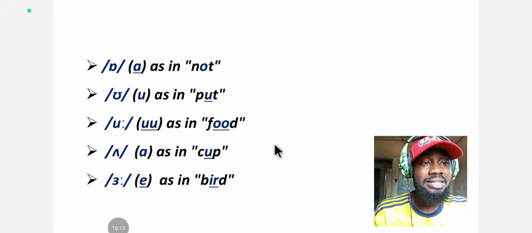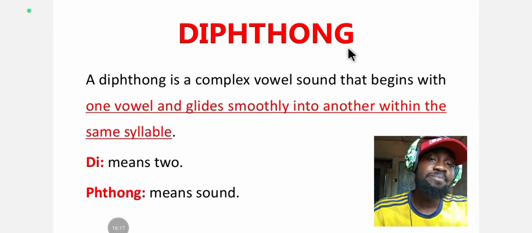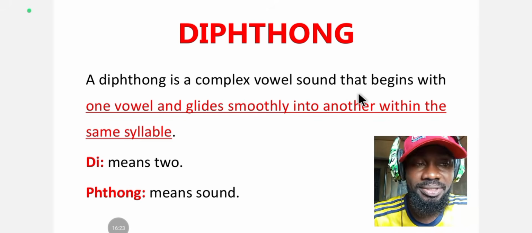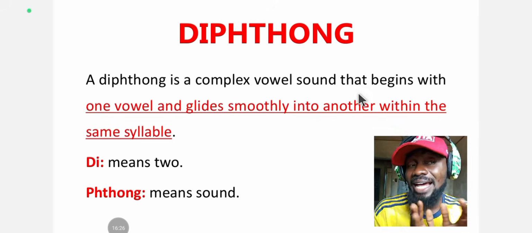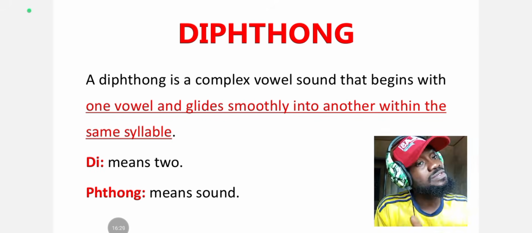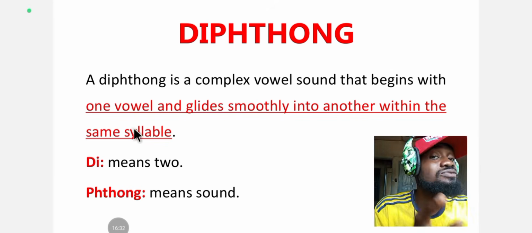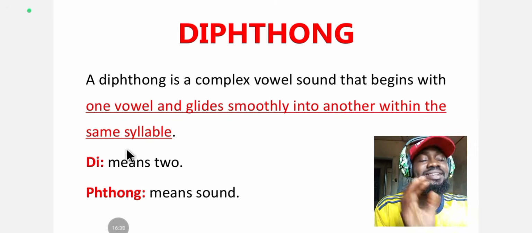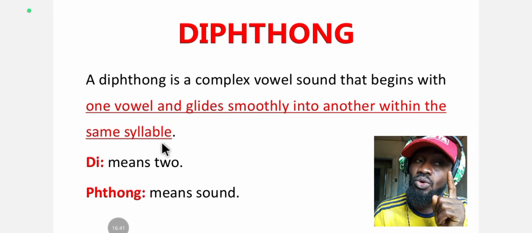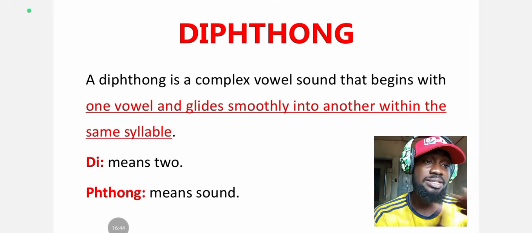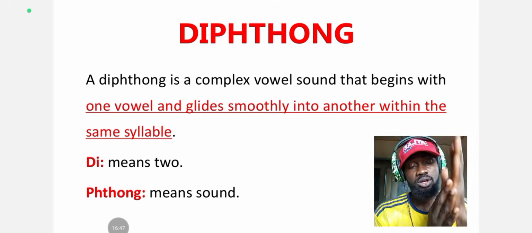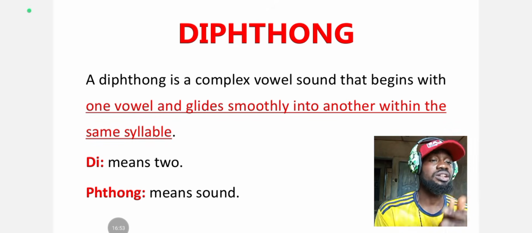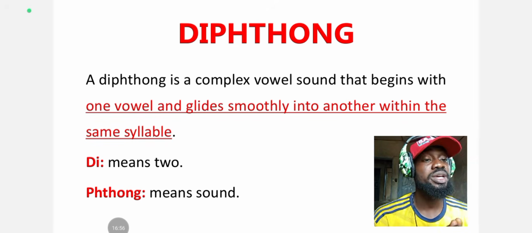Let's look at diphthong next. What's the meaning of diphthong? Diphthong is a complex vowel sound. The monophthong is simple, but now we've entered diphthong. It's a complex vowel sound that begins with one vowel and glides smoothly into another within the same syllable. It is one syllable. You remember what syllable is? The unit of pronunciation, where you break a word into its various components. That's syllable, what makes up a parent word.